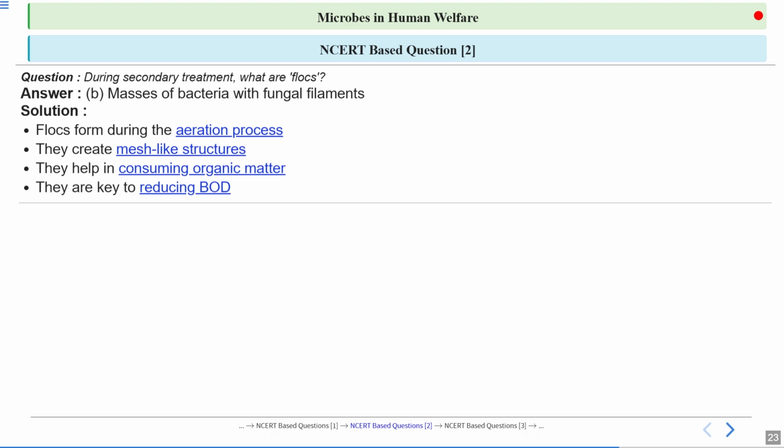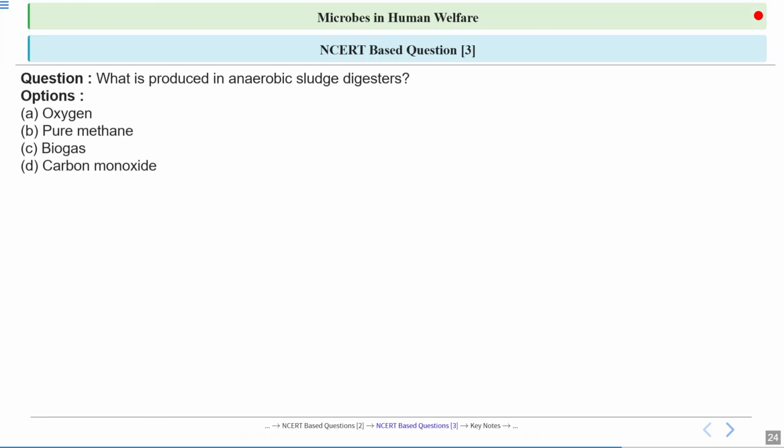This is clear. Now let's move on to the next question. What is produced in an anaerobic sludge digester? Options are oxygen, pure methane, biogas, or carbon monoxide. What is the correct answer?